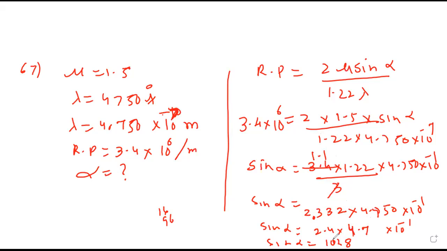This one, 112. Yes. 2.4 into 4, 112. 4 into 2, 8. 8 into 3, 11. So this will come 0.1.